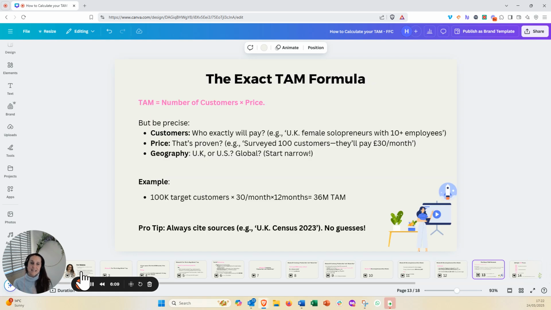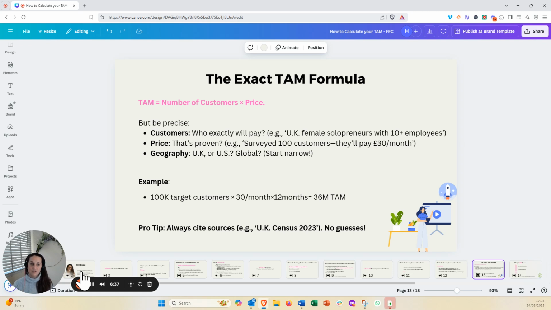So this is the exact TAM formula that you can use. TAM equals the number of customers times your price. You need to be precise here. So look at exactly who your customers are and do the research. Who will be paying? If it's UK female solo entrepreneurs with say 10 plus employees, find that data, do the research, and then price.